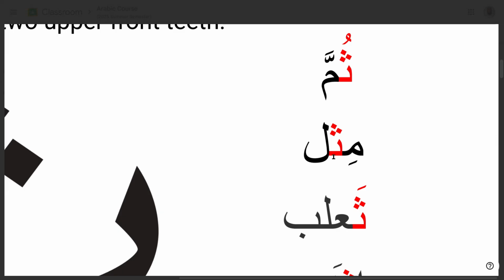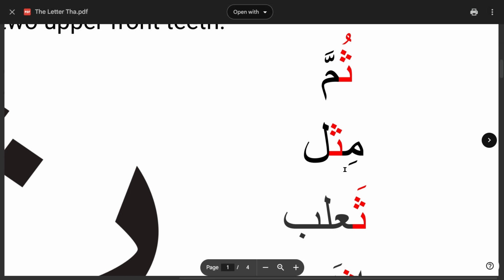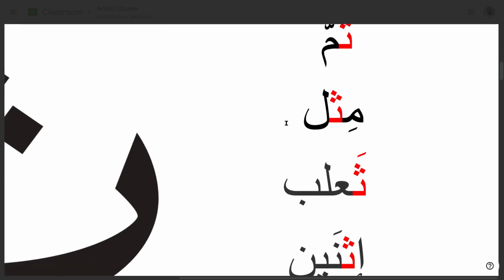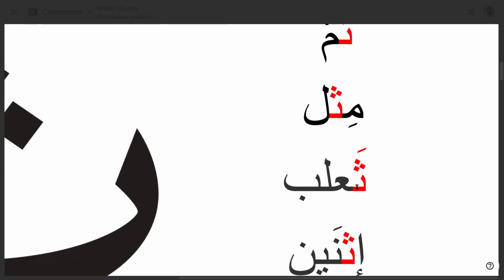Tha in its middle form, we find it here. It actually has a sukoon because there's no haraka added to it. So we have the word mithal, which means example. Mithal. So the example right here is an example. Mithal. Hear the th coming out. Mithal. We have the word thalb, which is tha right here, and in its initial form.